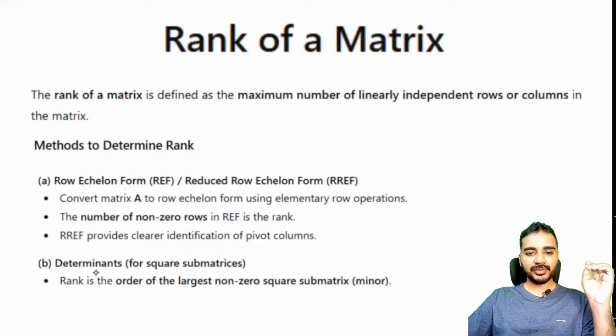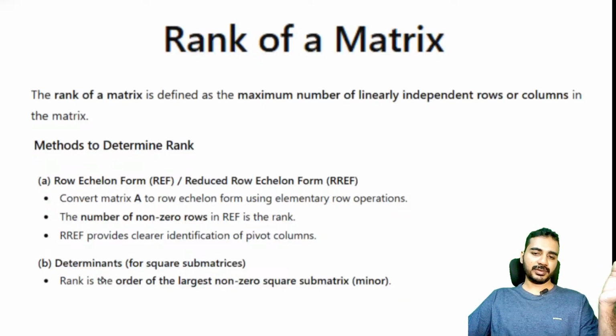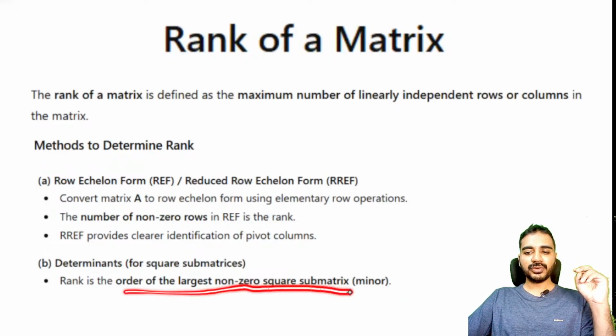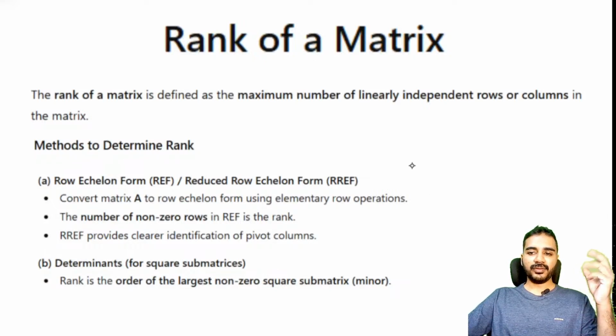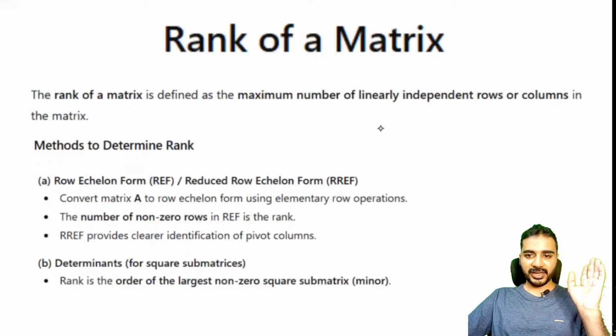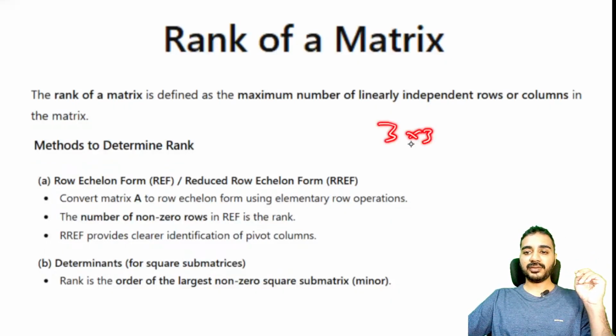Then the next method is using determinants. In the previous marathon session we discussed some questions on the subtopic determinants. Rank is the order of the highest non-zero square submatrix, or we can say the minor of order r. Let's consider a 3 by 3 matrix. In 3 by 3 we have 9 elements. The highest order minor in a 3 by 3 matrix is of order 3, since we have 3 rows and 3 columns.